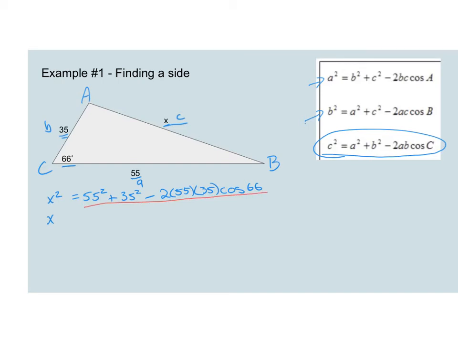If you put that on your calculator all at once, you should end up with x squared equals 2684.0639 something. Then to solve, you're going to have to do the square root of both sides, and the square root of that ends up being 51.81 when rounded to the nearest hundredth.